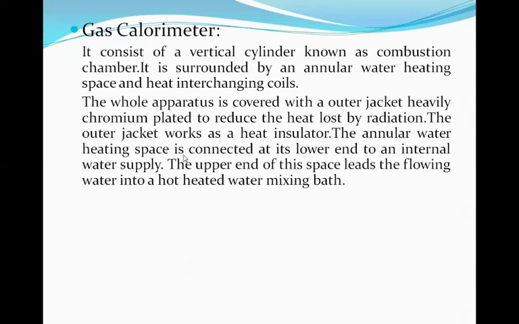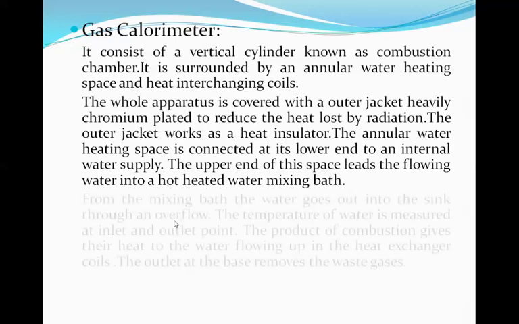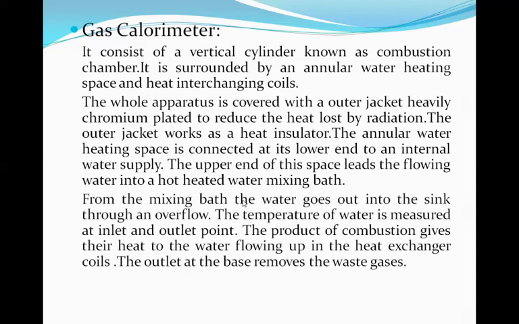The annular water heating space is connected at its lower end to an internal water supply. The upper end of this space leads the flowing water into a hot water mixing bath. Now from the mixing bath, the water goes out into the sink through an overflow. The temperature of the water is measured at the inlet and outlet points. The product of combustion gives the heat to the water flowing up in the heat exchanger coils. The outlet at the base removes the waste gases.